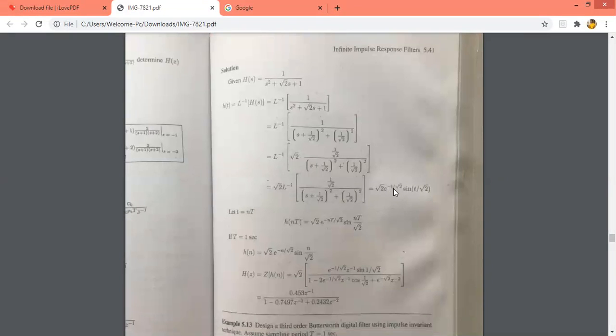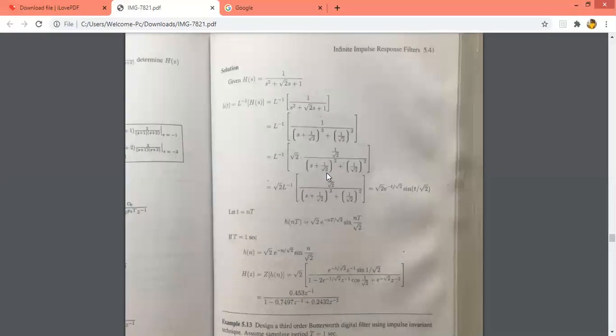Okay, after finding h of t, what is that you have to do? Find out h of nT, sample it. Wherever t you have, replace with n capital T. Okay, capital T is equal to 1 second. Okay, so after finding h of nT, apply z transform so that you get h of z.